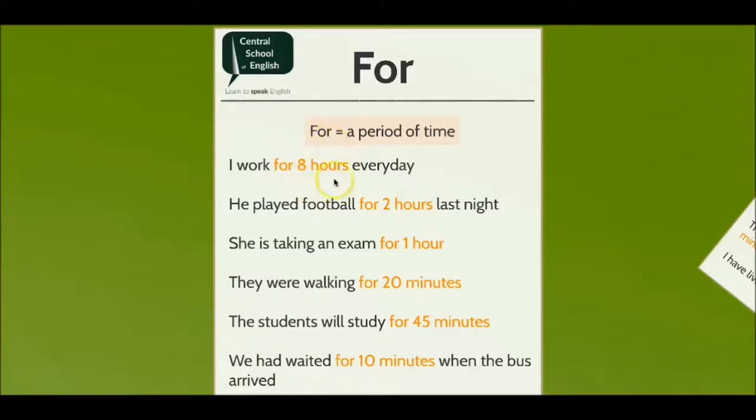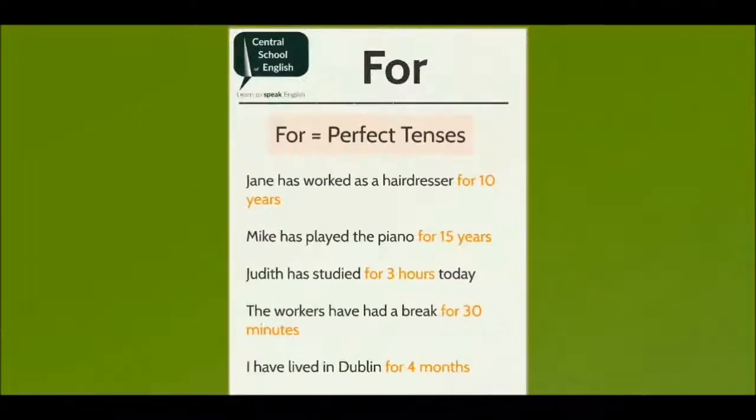We said for 8 hours, for 2 hours, for 1 hour, for 20 minutes, for 45 minutes, and for 10 minutes. In each example here, the amount of time has been represented by numbers. This is because when we use for, we are counting the amount of time. Although we can use the time expression for with any tense in English, this time expression is most commonly used with the perfect simple and perfect continuous tenses.